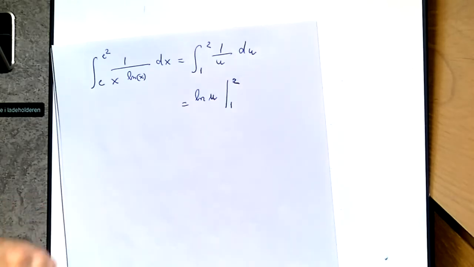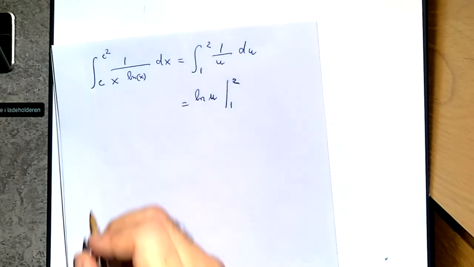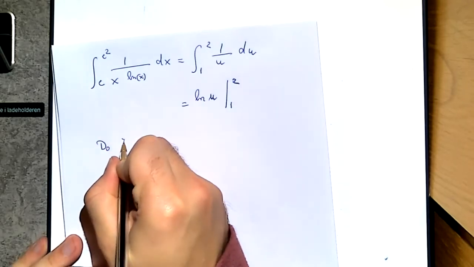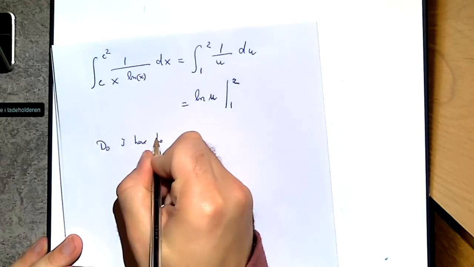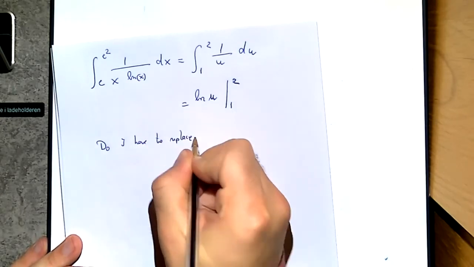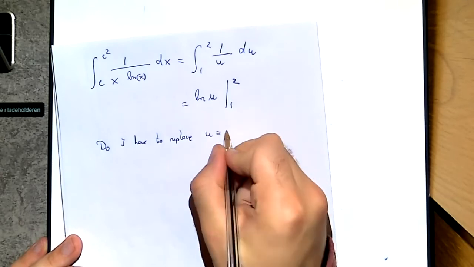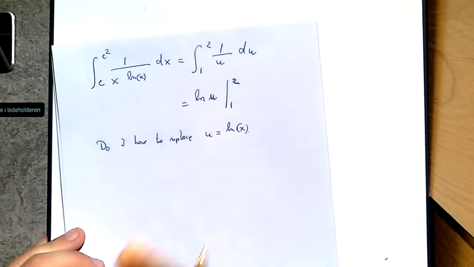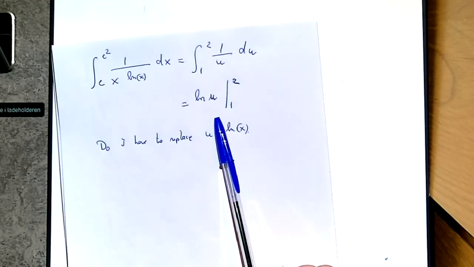Now, question. Okay, after all of you are writing, do I have to replace my u again? Do I have to replace u equals log of x, whatever? And the answer in this case is no, because this thing is a number, okay?